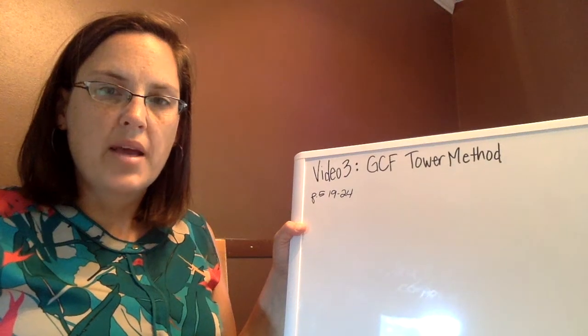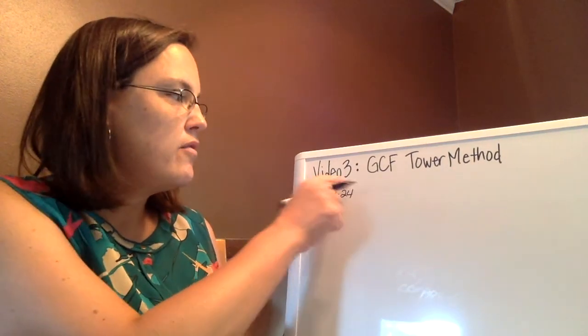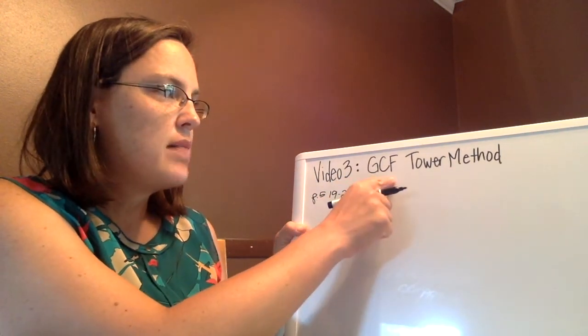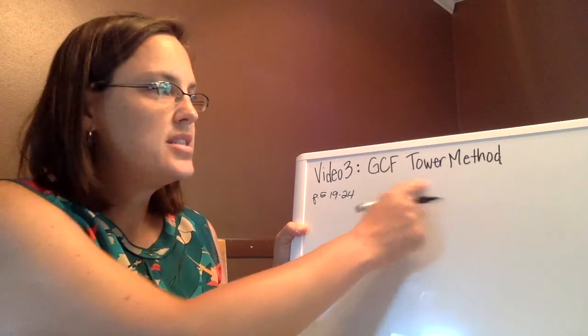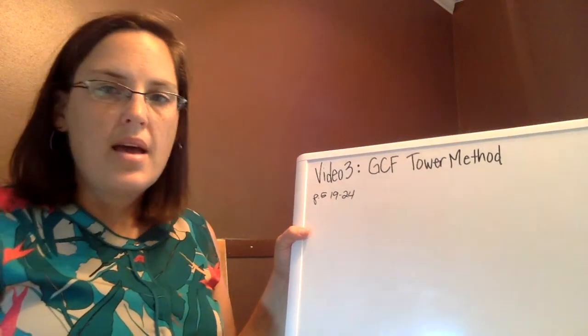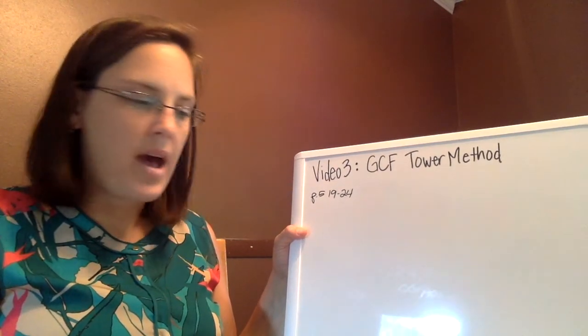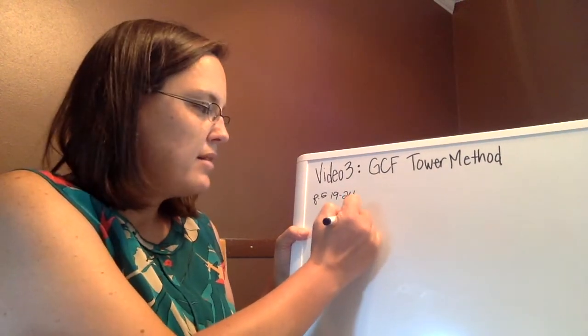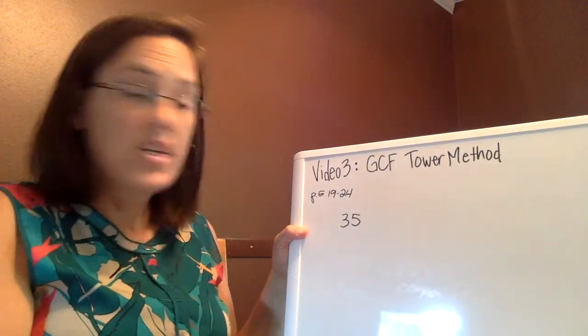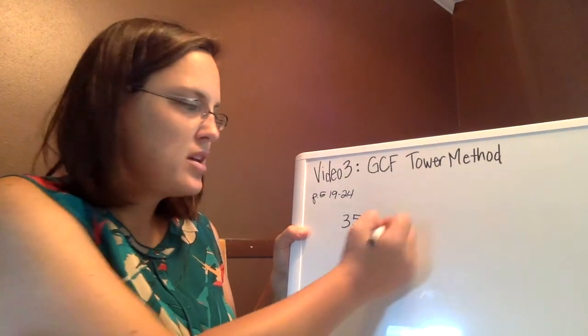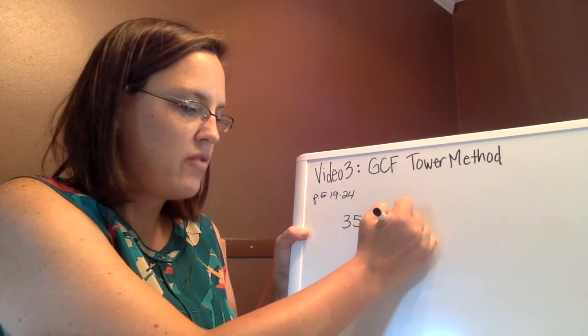So find the next blank page and just put at the top, video 3, greatest common factor, or GCF, tower method. Okay? And so you might have learned this in previous years in math by your teachers, and it kind of varies on how teachers teach greatest common factor.